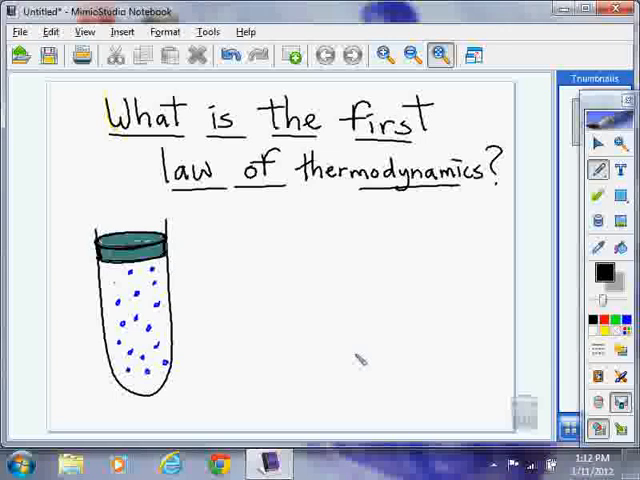Thermodynamics. First law of thermodynamics. So, ladies and gentlemen, yesterday we talked about how we can measure or actually calculate the internal energy of a sample of gas. And recall the formula: U equals 3/2 N R T.